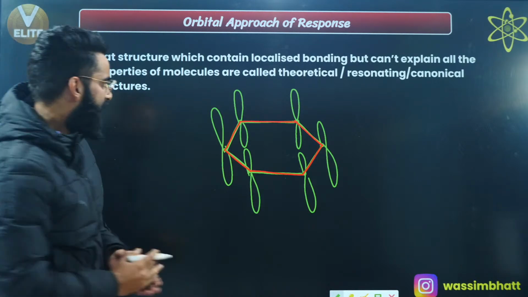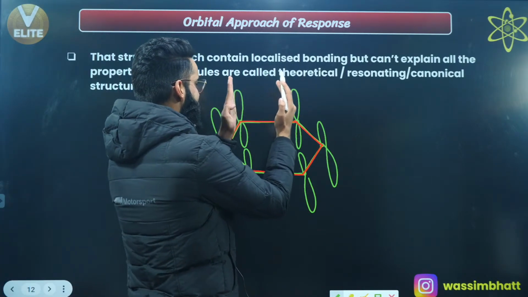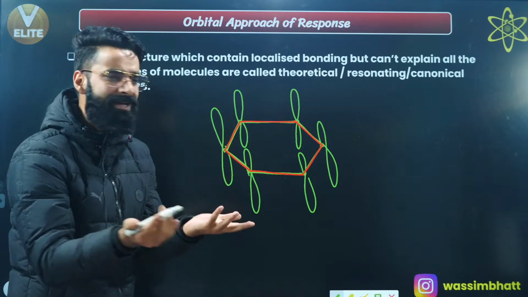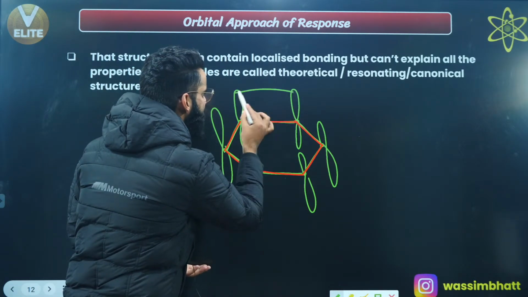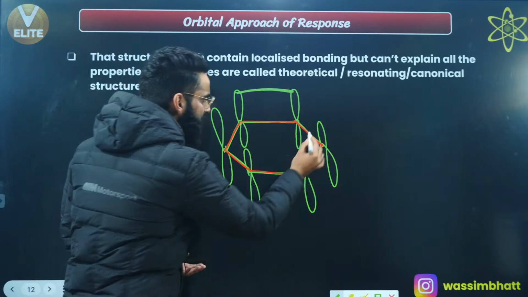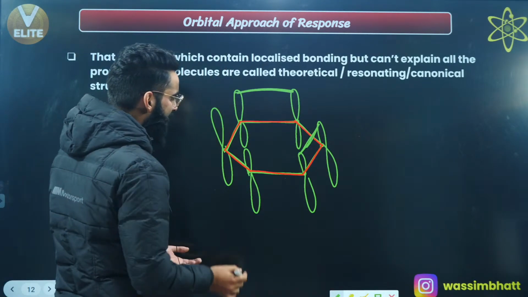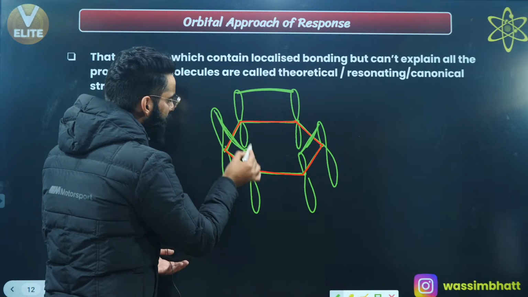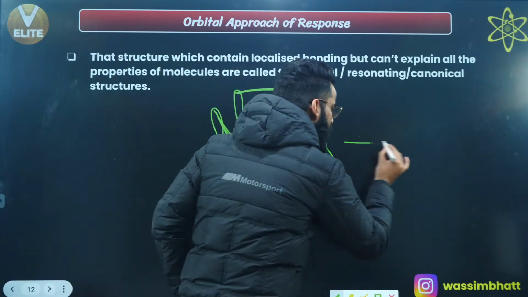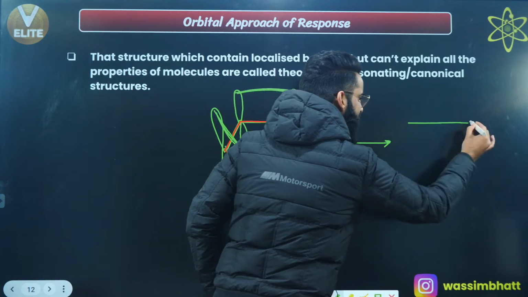Now, if this p orbital and this p orbital are parallel to each other, then there is a possibility that these two atomic orbitals would show parallel overlapping. At the same time, these two would show parallel overlapping, and these two as well. As a result of which, one of the proposed structures of benzene would have been like this.